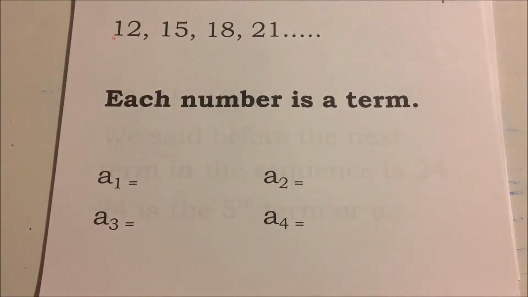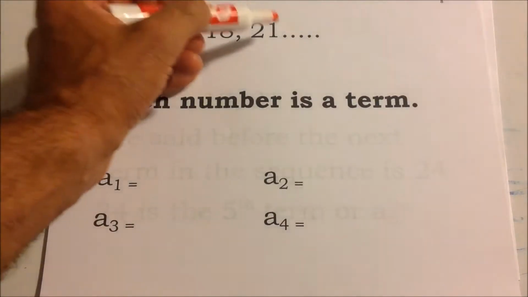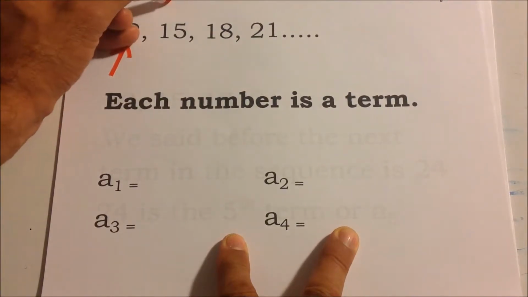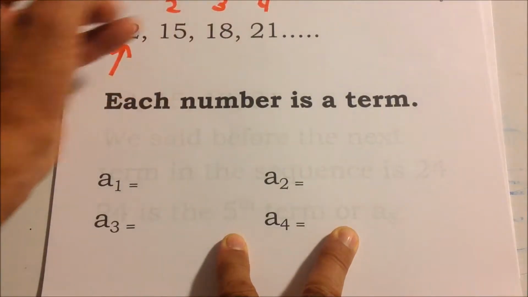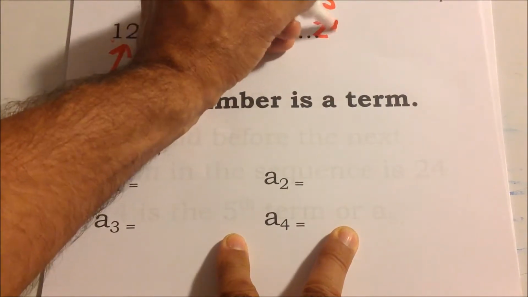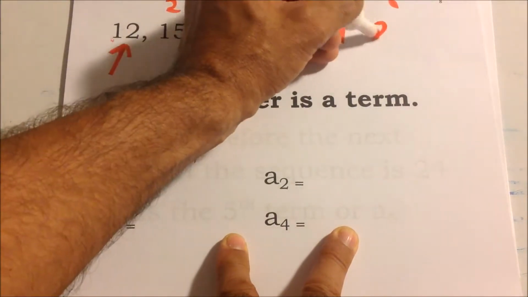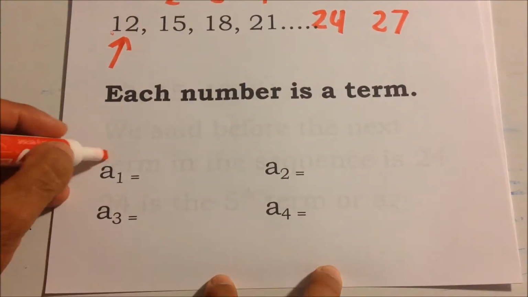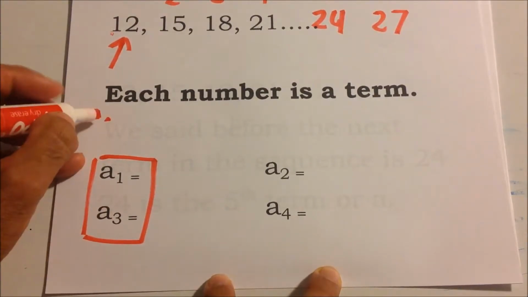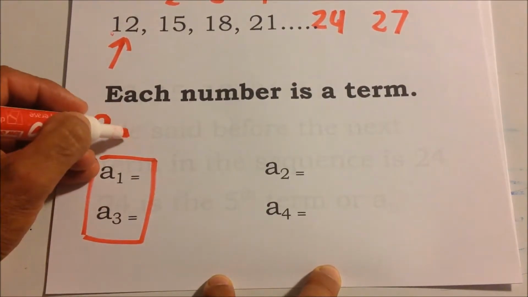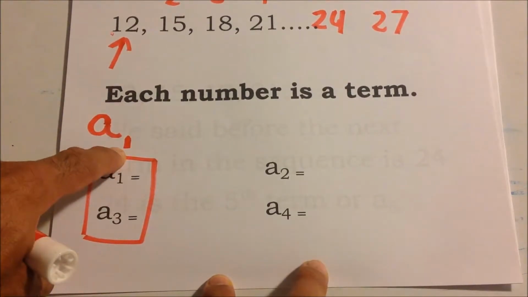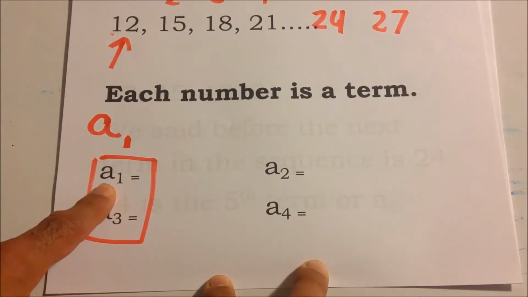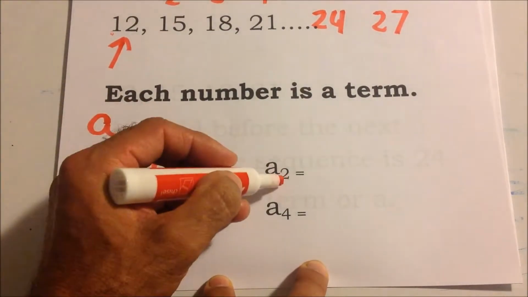Let's go back to this sequence we had, this number pattern. Each number is a term. That's the first term, the second term, the third term, the fourth term. And we already remember the fifth term, we said it was 24, and the sixth term, we said is 27. This is how we would write the terms in math: a lowercase a with a subscript. This is a subscript, not a superscript. A superscript is like an exponent, but a subscript just says that's the first term. We said the first term was 12, and the second term we said is 15.